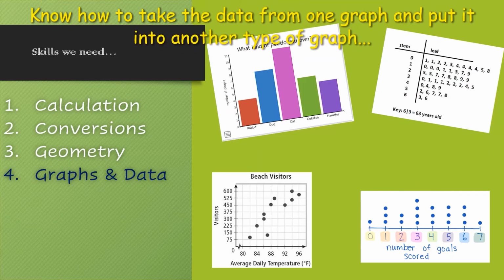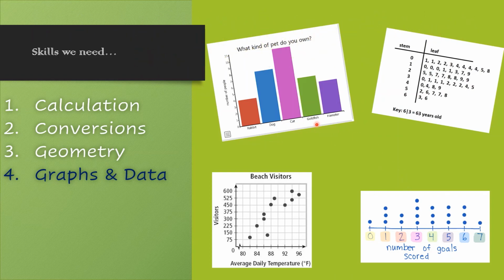Another skill that is kind of included in this graphs and data unit is how you can read and interpret this information, for example, from a stem and leaf graph, and be able to convert it into a dot plot. Or sometimes you may have to be able to read a bar graph and put it into a dot plot, or put it into a stem and leaf. So we have to be able to make connections between different graphs and how we can represent them in different ways.